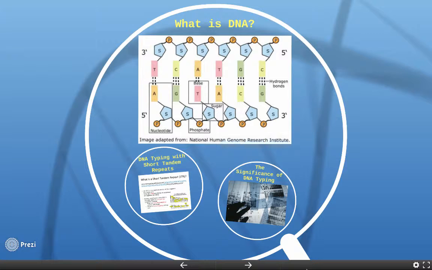It is important to remember that the only arrangement possible in the double helix configuration of DNA strands is the pairing of bases A to T, adenine and thymine, and G to C, guanine to cytosine. These are known as complementary base pairings.